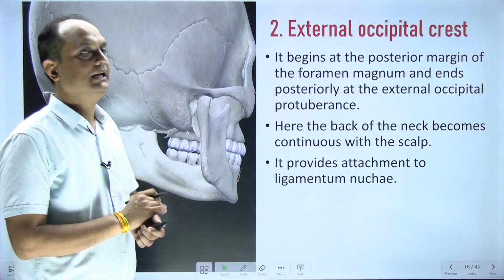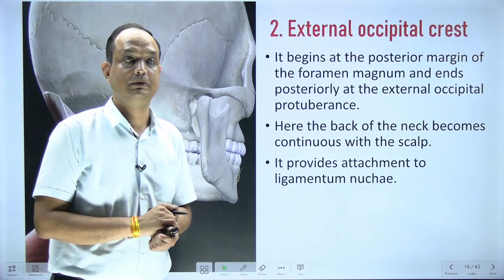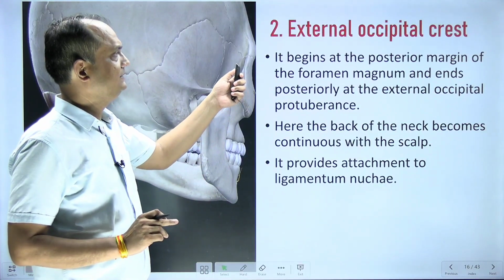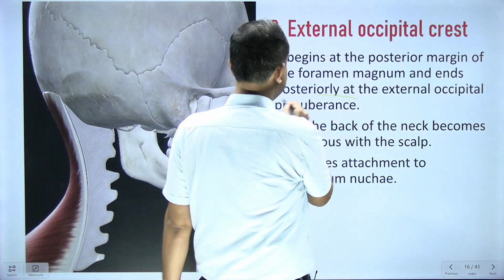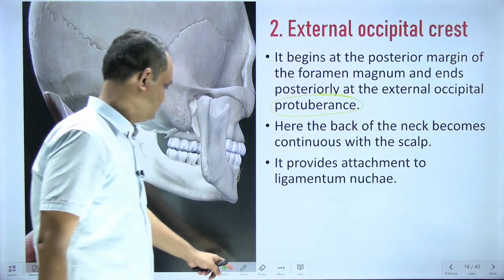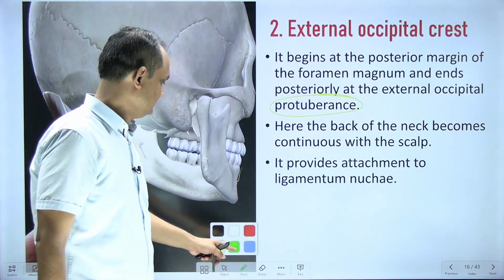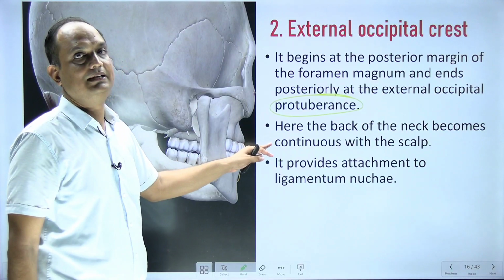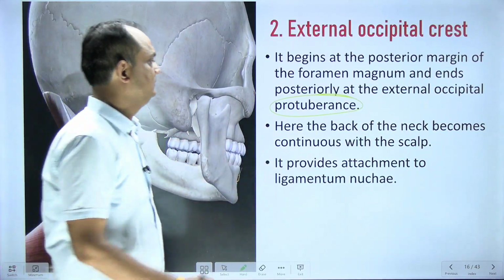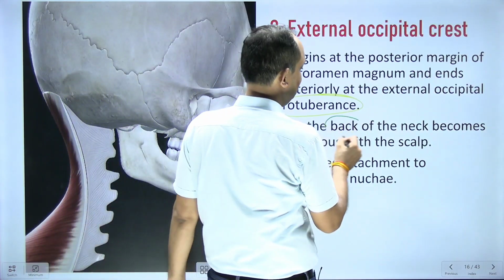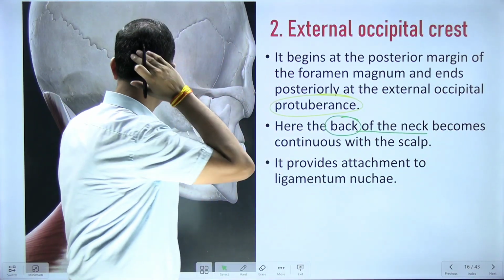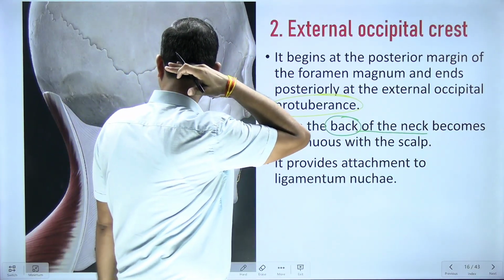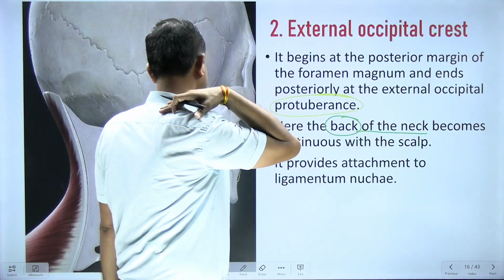Now we will see the next bony feature, the external occipital crest. I told you that this crest starts from the posterior margin of the foramen magnum, and it ends at the external occipital protuberance. Now the important thing is that this is the junction of the back of your neck and the back of your scalp. So this is the junction where the upper part is known as the scalp, and the lower part is known as the neck.